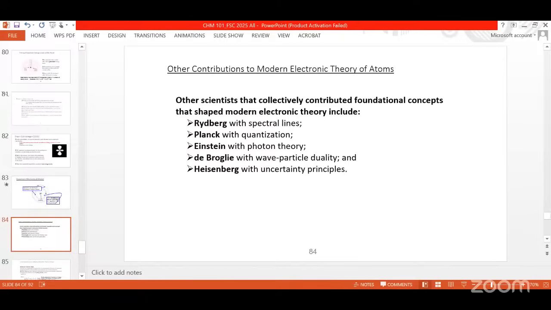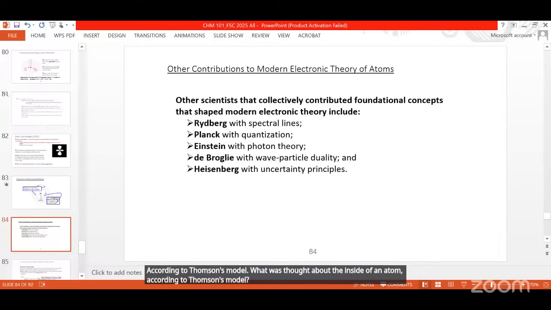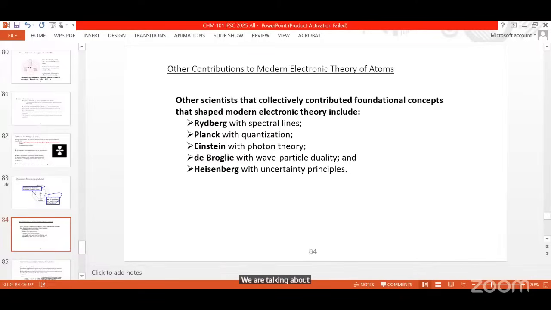Now I have this question. It says, what was thought about the inside of an atom according to Thomson's model? We are talking about Thomson, not Rutherford. A: It was mostly empty space. B: It was a plum of negative material with positive charges embedded. C: It was a plum of positive material with negative electrons embedded. Which is the answer? A, B, or C?